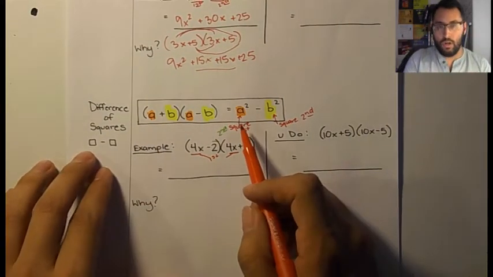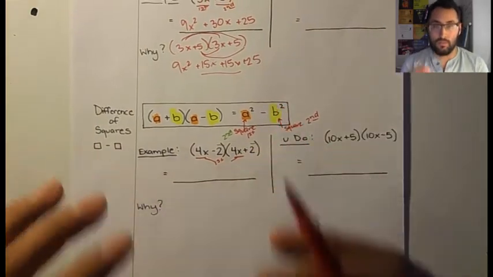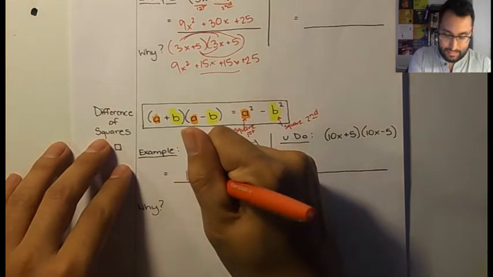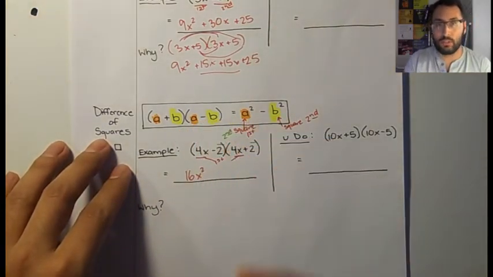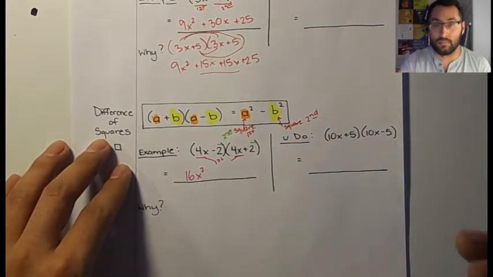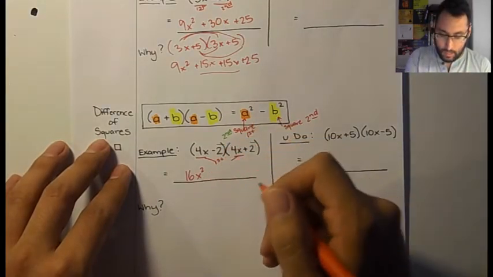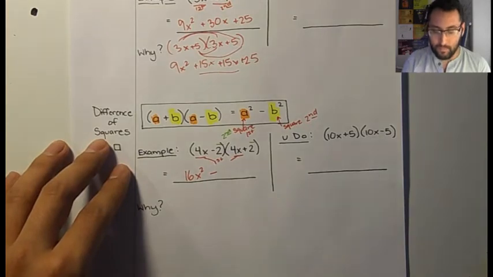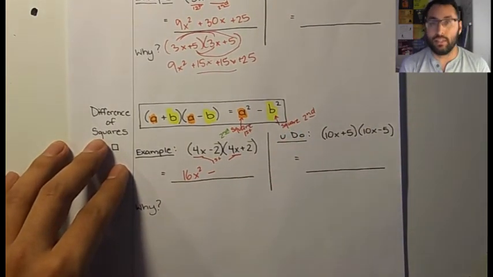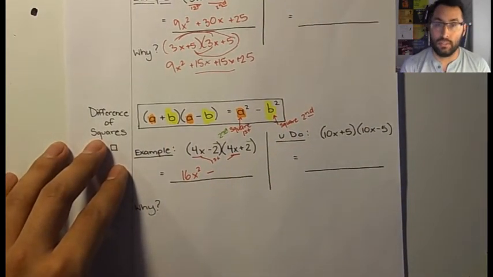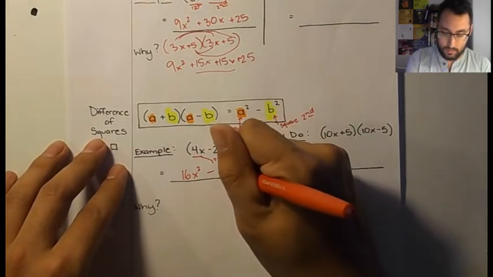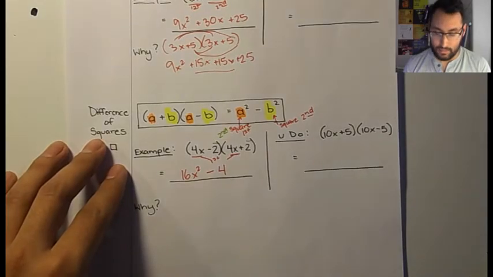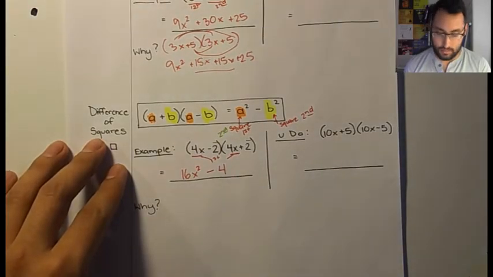So for our answer, we square the first term. The first term is 4x. What is that squared? That is 16x squared, right? 4 squared is 16, and x squared is just x squared. Before I even go to the second part, I always put a minus sign. And then the second part, square the second term. The second term is 2. 2 squared is 4. So that's your answer. That is it. It's not supposed to be incredibly hard or long to do.